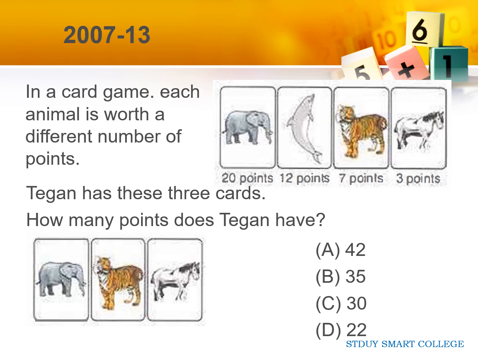In a card game, each animal is worth a different number of points. Tegan has these 3 cards. How many points does Tegan have? We can use addition. Elephant is 20, tiger is 7 and horse is 3. 20 adds 7 and 3 equals 30. Hence choose C.